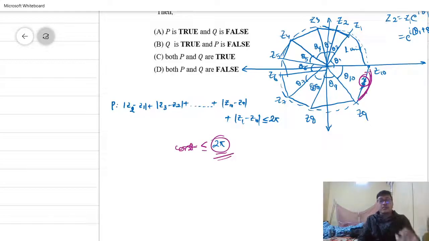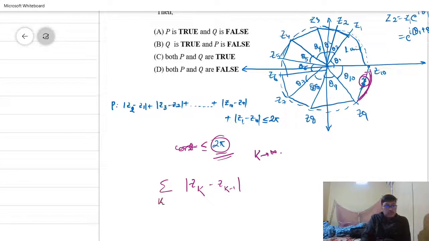And this will be equal to 2 pi in the limit, as n tends to infinity, the sum of zk minus zk minus 1 for k equals 2 to n equals 2 pi. This is an important result.